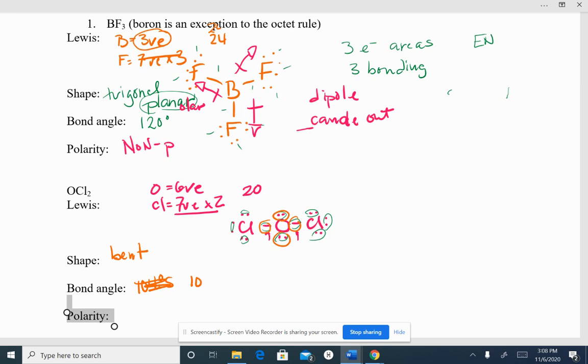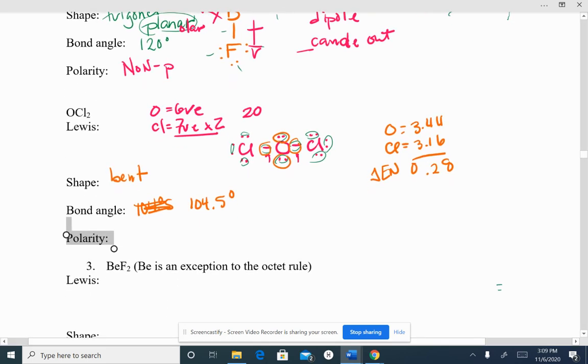I want to put a decimal. 104.5 degrees. Now, let's look at the polarity. Oxygen has an electronegativity of about 3.44. Chlorine has an electronegativity of about 3.16. So our difference here is about 0.28. In all reality, that is not bigger than 0.4. So we do not have enough of an electronegativity difference, even though we have a bond angle like this. The electronegativity difference is not big enough to be polar. So this is going to be nonpolar.